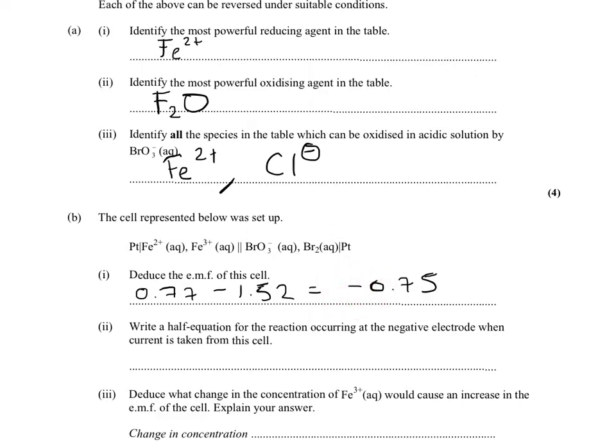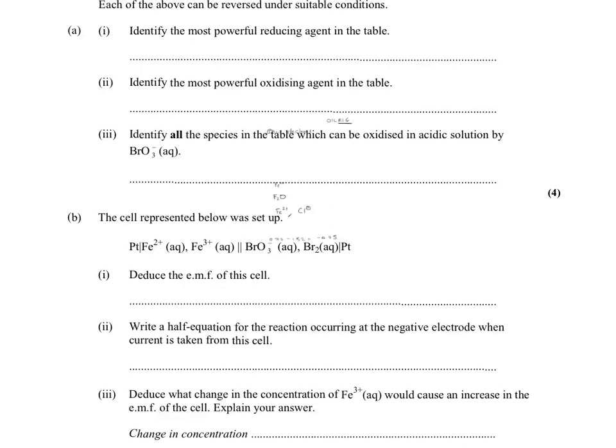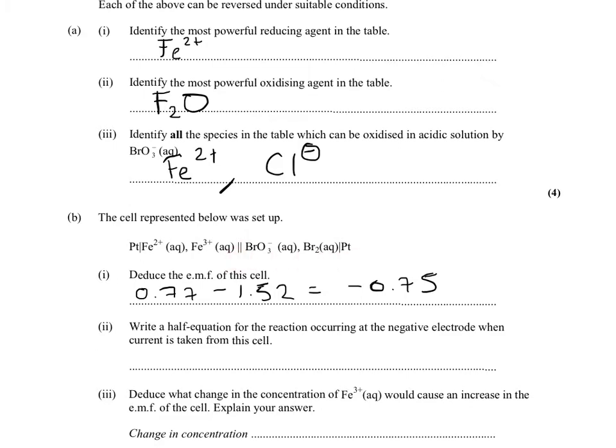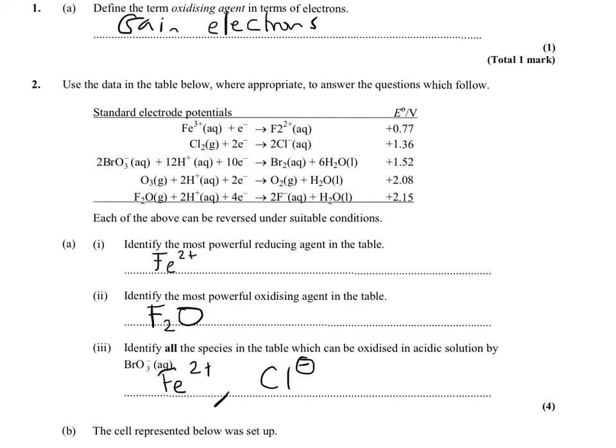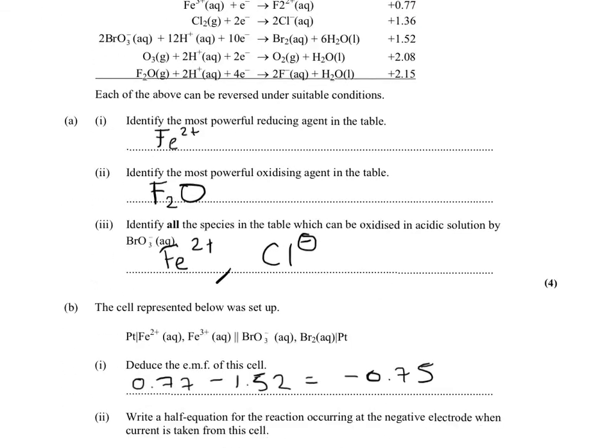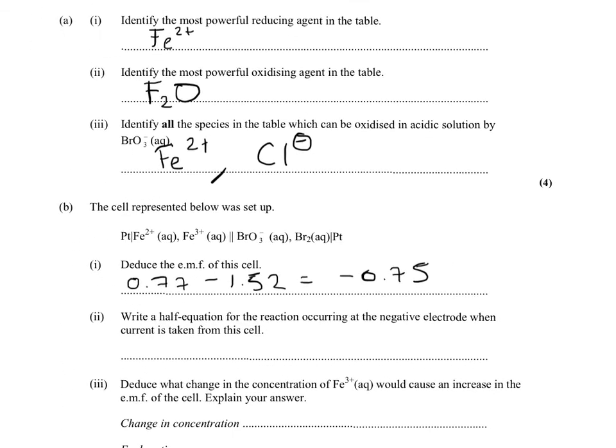Remember, the polarity of this EMF, i.e. whether it's positive or negative, is based on the right-hand electrode. So if we just look again at the table, the right-hand electrode is this BrO3- one. So if we look at the table, the BrO3- electrode here is more positive than the Fe3+ Fe2+ electrode. So actually, our EMF, if we're going to write it correctly, is going to be plus 0.75.